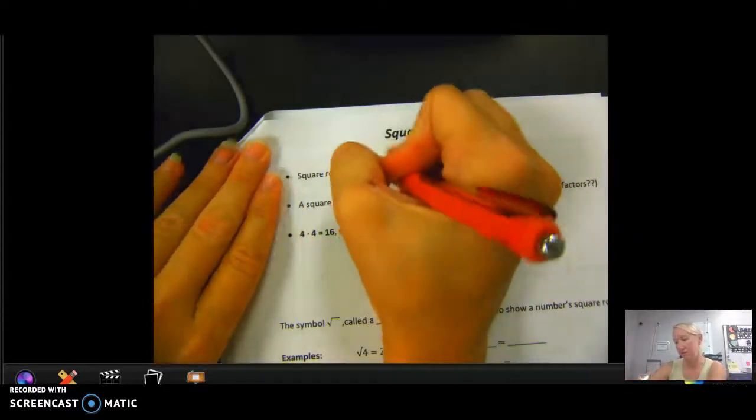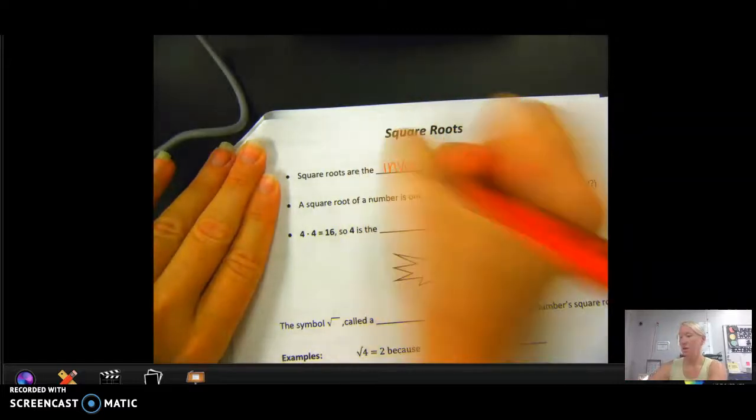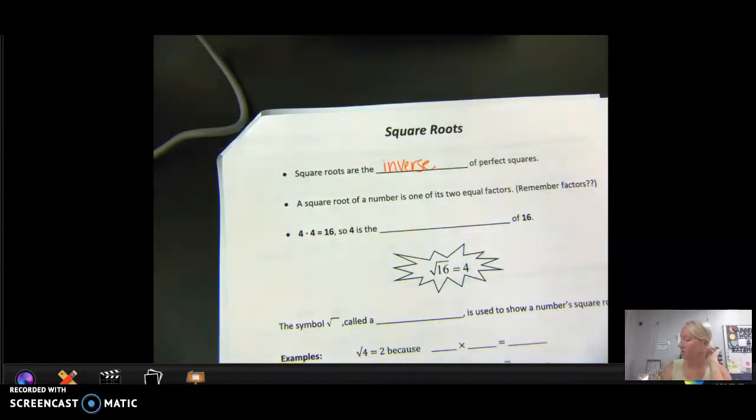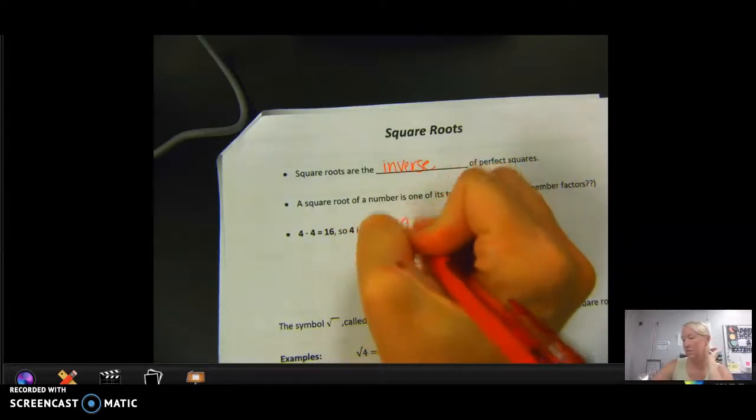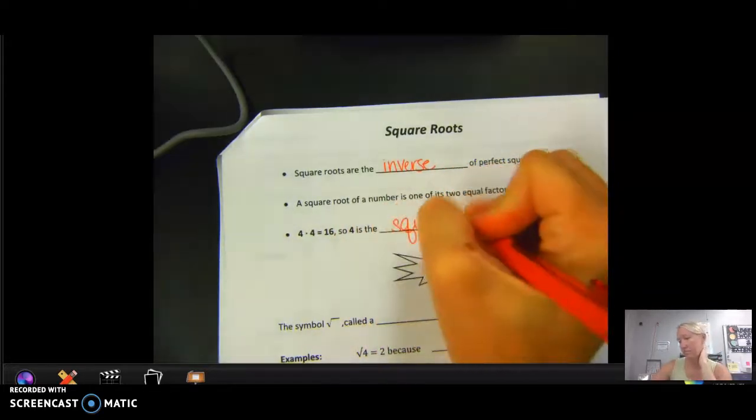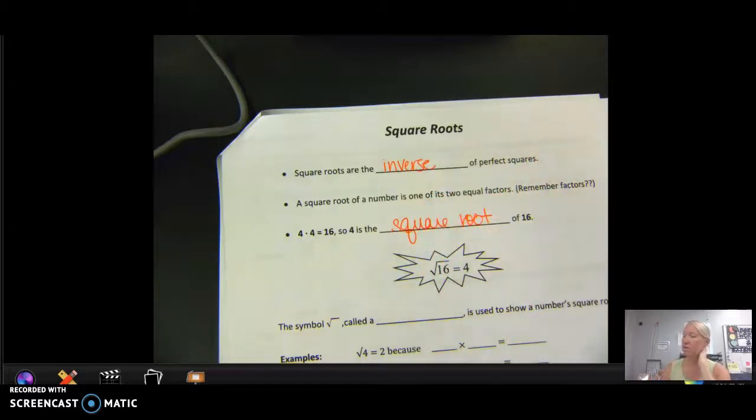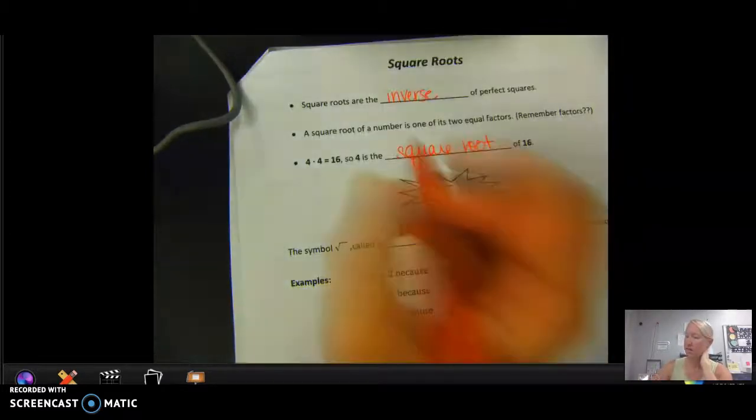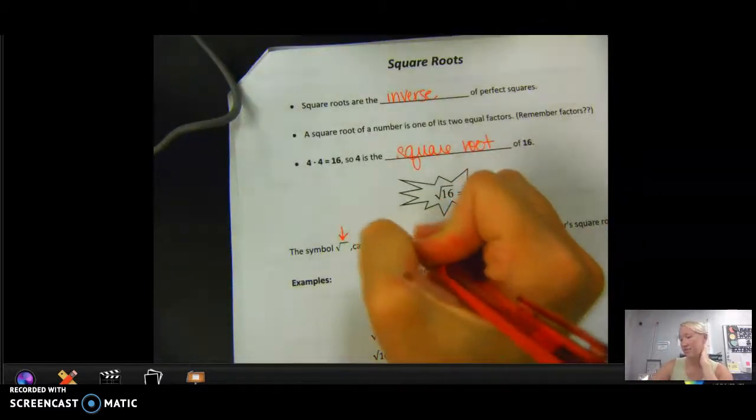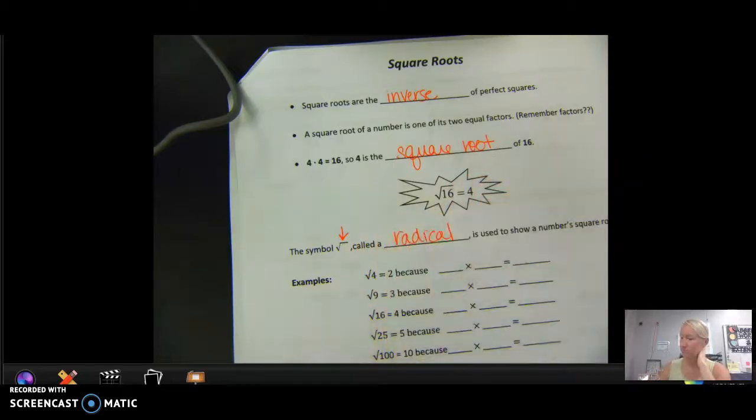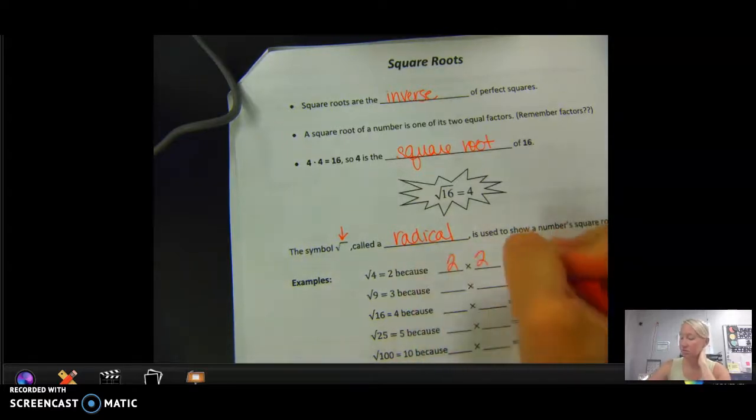Square roots are the inverse of perfect squares. A square root of a number is one of its 2 equal factors. 4 times 4 is 16, so 4 is the square root of 16. The symbol, this guy, is called a radical. It is used to show a number's square root. Square root of 4 is 2 because 2 times 2 equals 4.